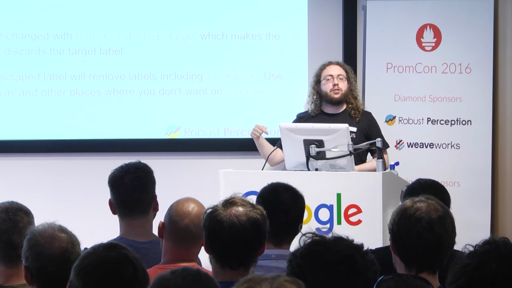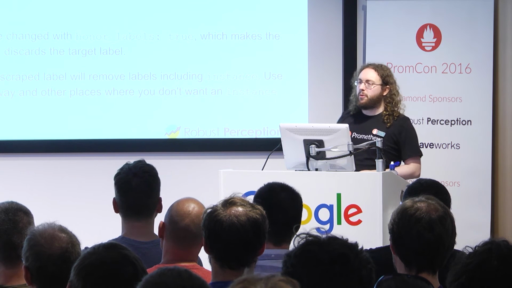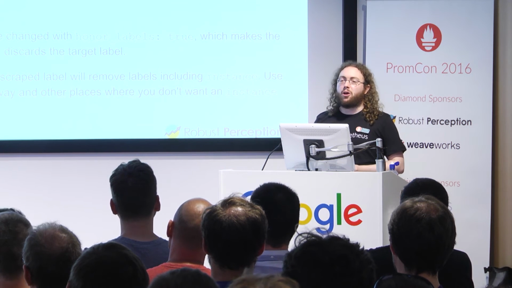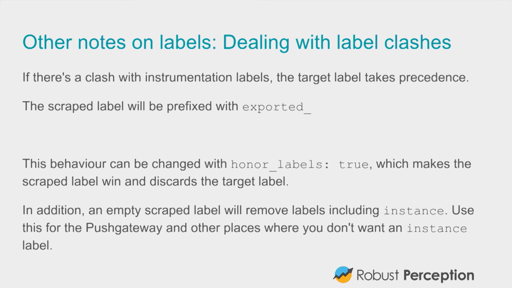So, but generally, if you are ever exporting labels, try to avoid ones that people are likely to have as target labels. You can turn this off with honor labels equals true, which would use the push gateway, because sometimes you want to do that. Because, like, for example, if you are having cluster level stats in the push gateway, which is what it's meant for, there is no instance label because there's no instance. So you can just actually export an empty instance label with honor labels equals true, it'll have no instance label.